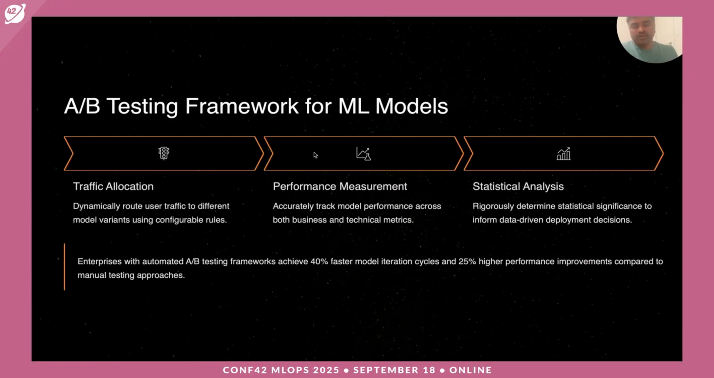Yeah, the other thing I want to touch upon here is A/B testing of models. I think this is a very well-known framework that is used in ML teams. Enterprises with automated A/B testing achieve almost 40% faster model iteration cycles and also 25% higher performance improvements compared to manual testing approaches. So what is actually A/B testing?